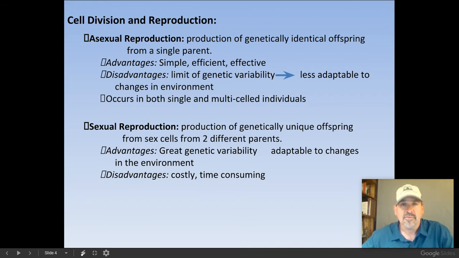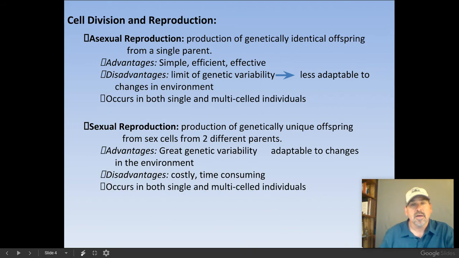And oftentimes, the female will look over the male, eye up the goods, and decide, nope, I'm gonna go elsewhere. So it is costly, it is time-consuming biologically. It takes a lot of calories. But again, there's advantages and disadvantages to both. And again, it occurs in both single and multi-celled individuals.